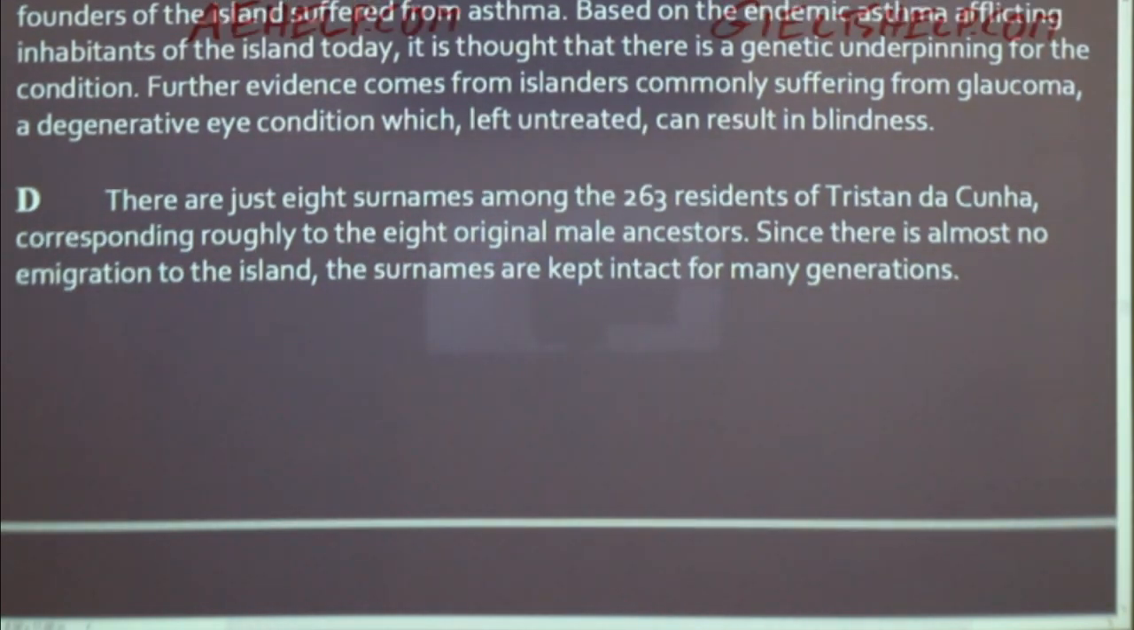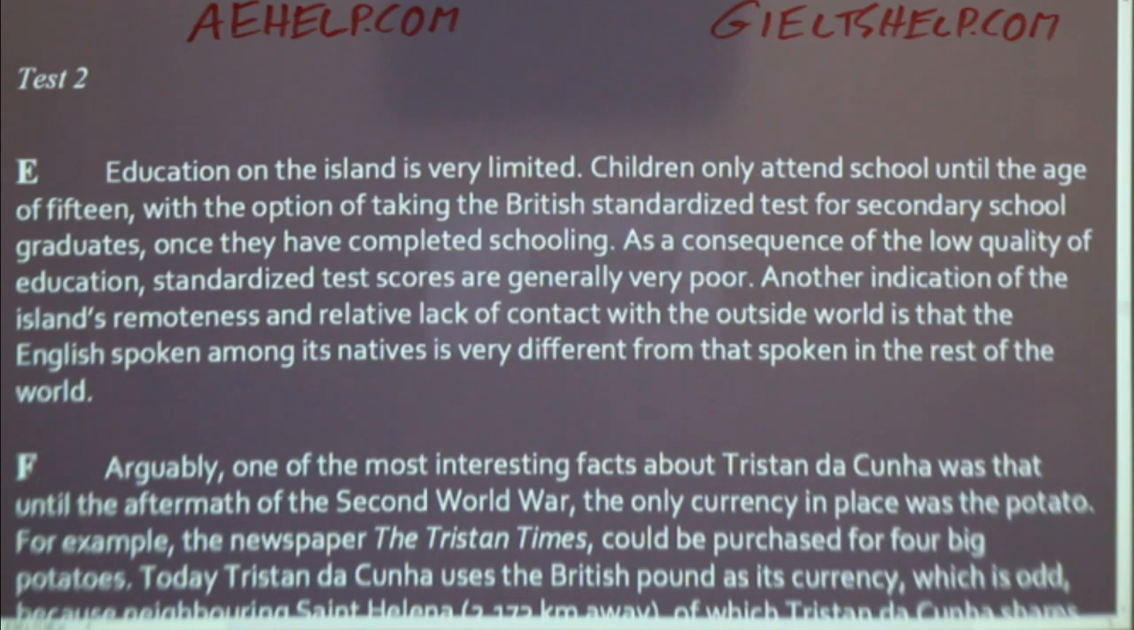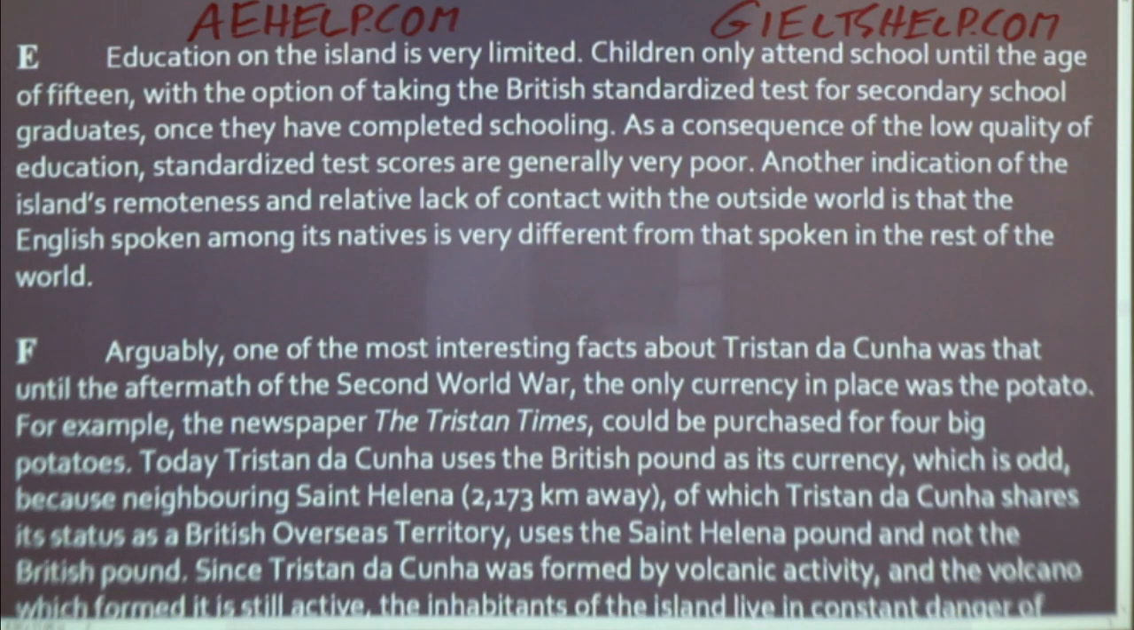There are just 8 surnames among the 263 residents of Tristan de Cunha, corresponding roughly to the 8 original male ancestors. Since there is almost no emigration to the island, the surnames are kept intact for many generations. Education on the island is very limited. Children only attend school until the age of 15, with the option of taking the British Standardised Test for secondary school graduates once they have completed schooling. As a consequence of the low quality of education, standardised test scores are generally very poor. Another indication of the island's remoteness and relative lack of contact with the outside world is that the English spoken amongst its natives is very different from that spoken of the rest of the world.